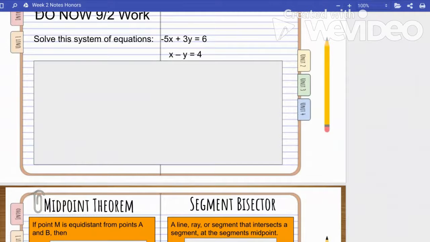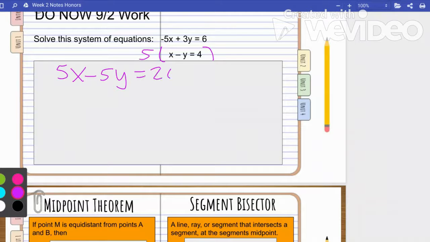Okay, to solve this system of equations, I need to look at the x's and see if they will cancel. Well, negative 5x plus x does not cancel to make 0, plus 3y minus y does not cancel to make 0. So I have two options. I'm going to choose to take the bottom equation and multiply it by 5. When I do that, I get 5x minus 5y equals 20. Stack the bottom equation underneath it, which is negative 5x plus 3y equals 6.